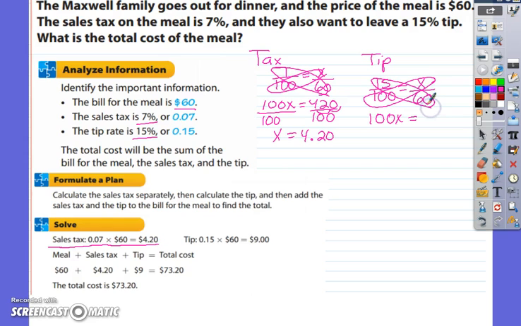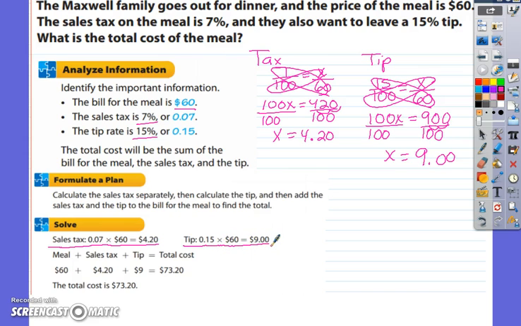60 times 15 is 900. When you divide by 100, your decimal moves 2 places to the left. So x is equal to 9, which is going to be $9. So this is our tip. The example here shows you that the percent was changed to a decimal, multiplied by the total to get $9.